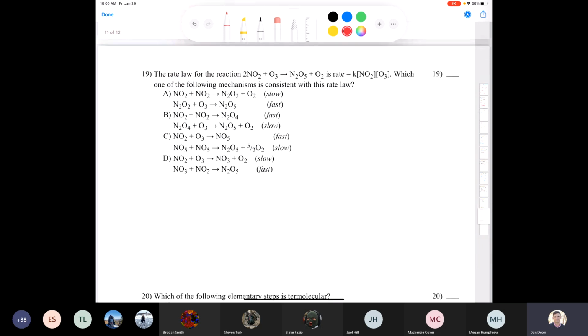Let's take a look at another question that deals with reaction mechanisms. Anyhow, number 19, it says the rate law for this reaction is rate equals k times NO2 times ozone. Which one of the following mechanisms is consistent with this rate law? I'll give you a second to look at it and see if anybody can figure this one out.